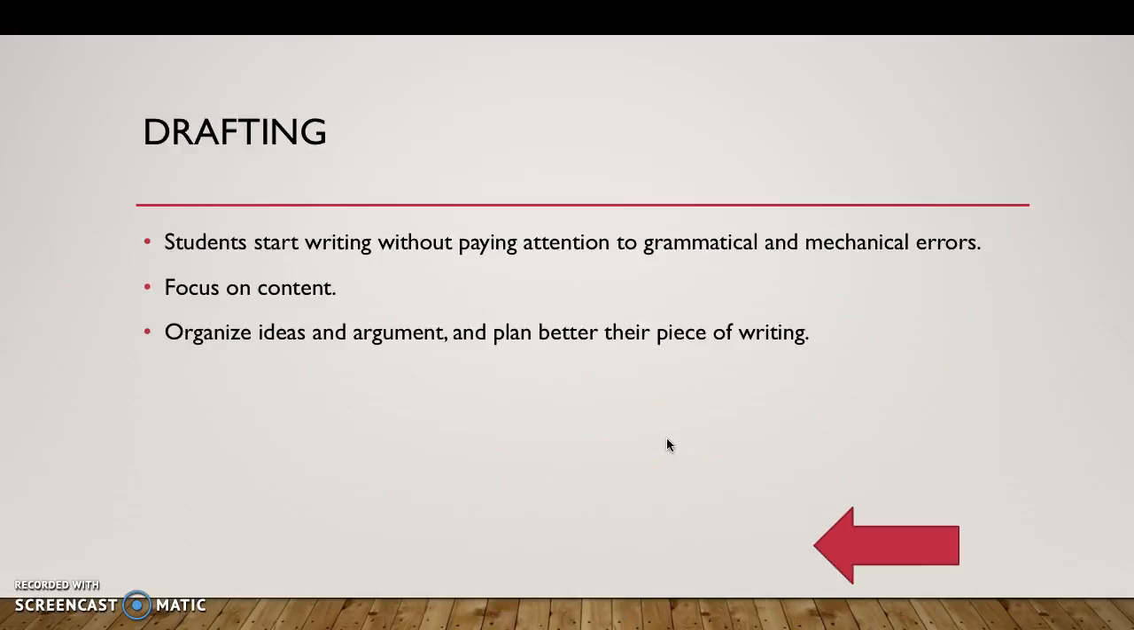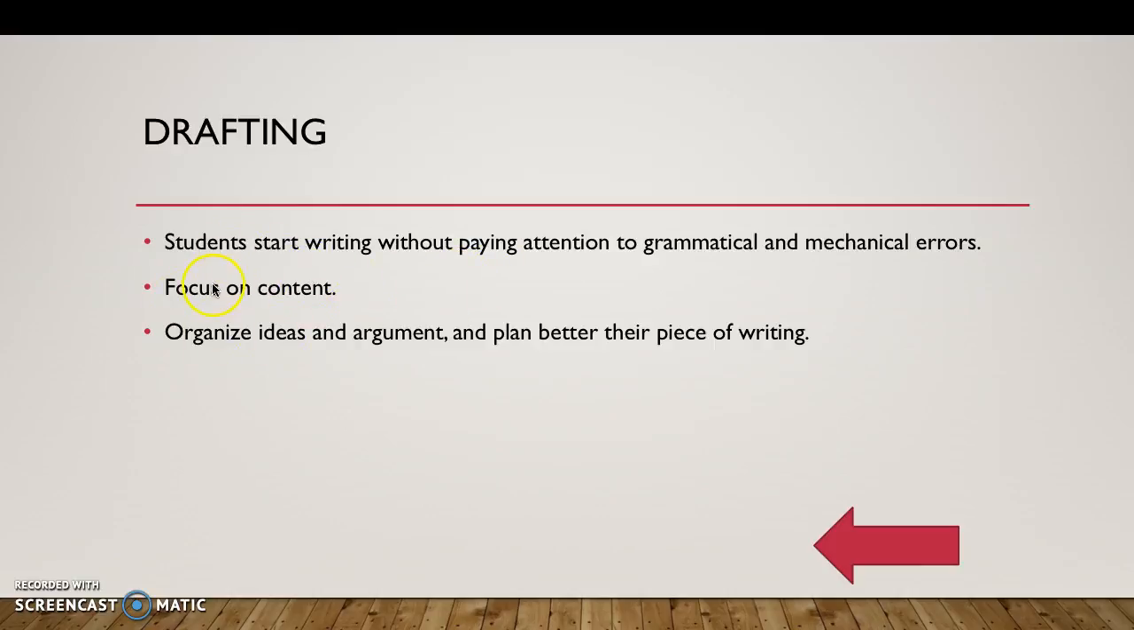In the drafting stage, students start writing without paying attention to grammatical and mechanical errors. Grammatical mistakes, as the name says, are grammar mistakes in terms of tense, spelling, punctuation, and mechanical errors has to do with all the linking words or the cohesive devices that tomorrow I'm going to explain to you a little bit more about. All the connectors that we use in English.